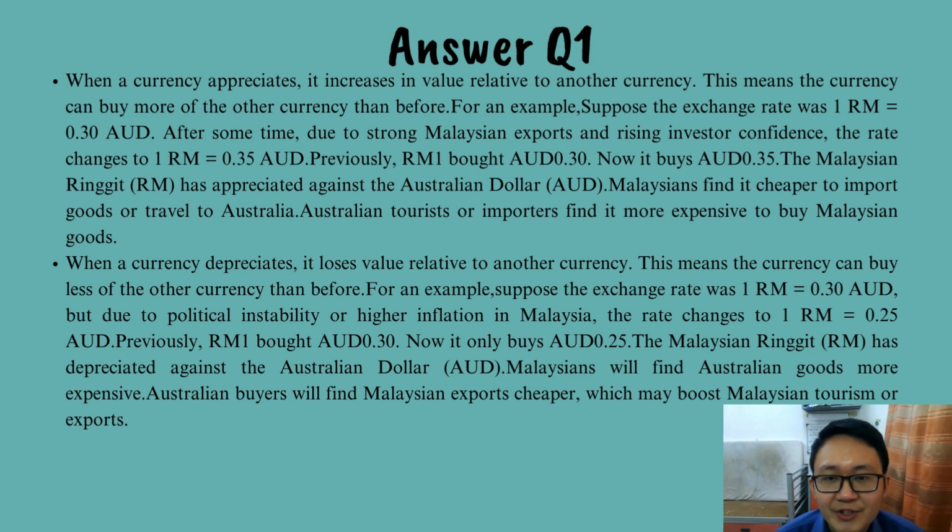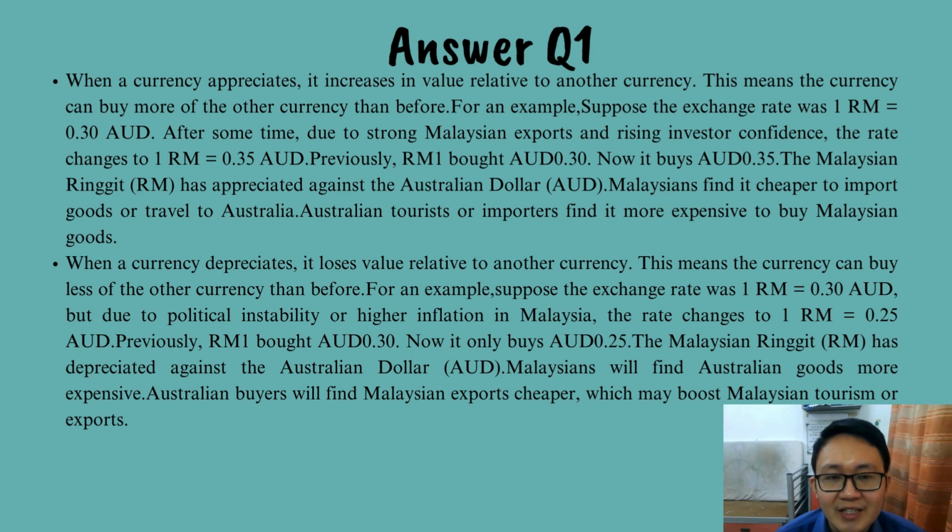When a currency depreciates, it loses value relative to another currency. This means the currency can buy less of the other currency than before. For example, suppose the exchange rate is 1 ringgit equals 30 cent dollar, but due to political instability or high inflation in Malaysia, the rate changes to 1 ringgit equals 25 cent dollar. Previously 1 ringgit bought 30 cent dollar. Now it only buys 25 cent dollar.